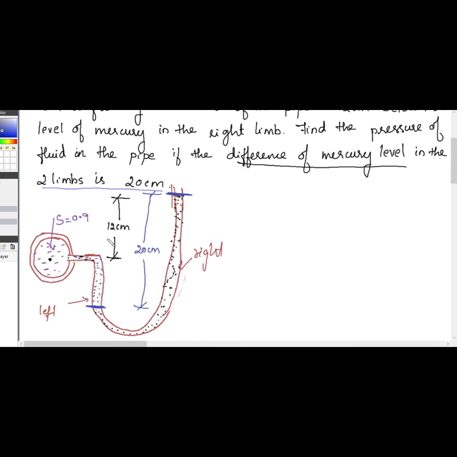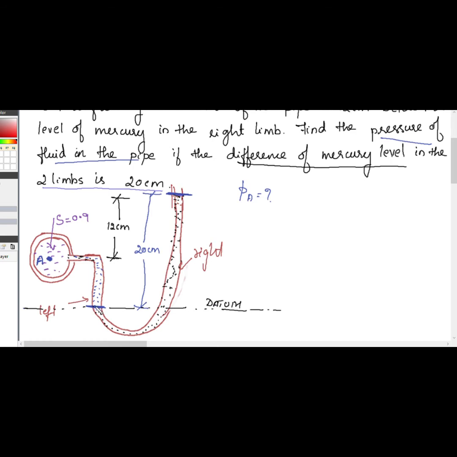Now we need to find the pressure of the fluid in this pipe. We will take this point as A, so we need to find the pressure at A. We know the intensity of pressure is the same on a horizontal surface. So we will take this as our datum line.